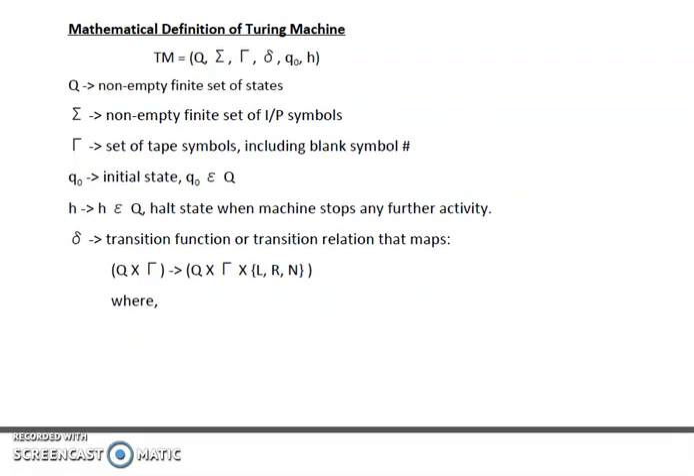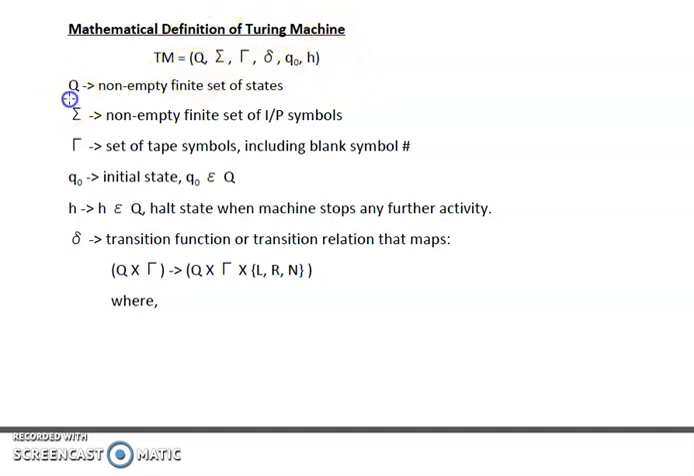So mathematically, a Turing machine can be represented using 6 symbols. Some of the symbols of the Turing machine are the same as in the pushdown automata, as you have seen in our previous videos. But some symbols are different. So we are going to discuss each and every symbol one by one in this video also. So a Turing machine TM is represented using these 6 symbols.